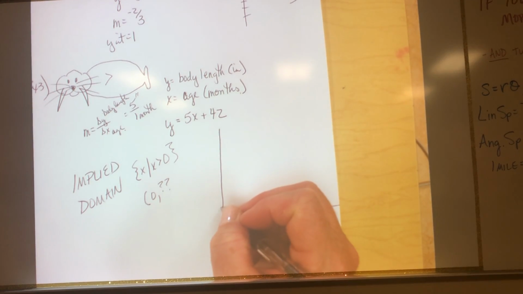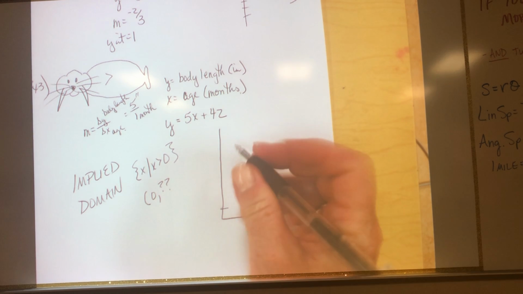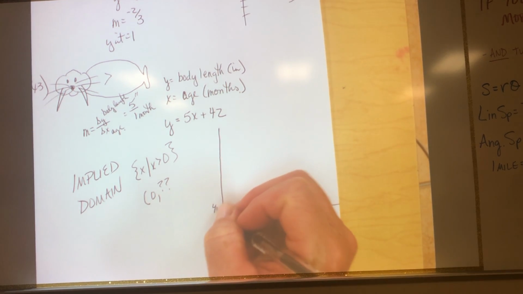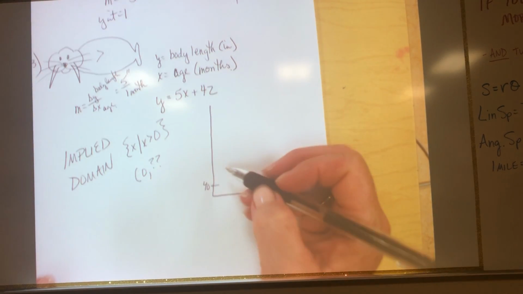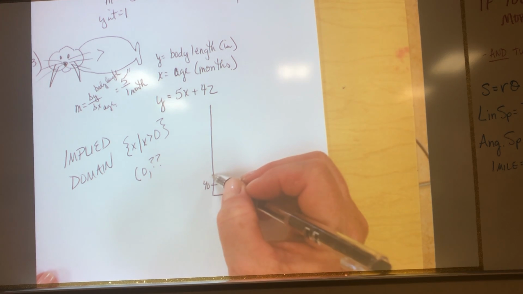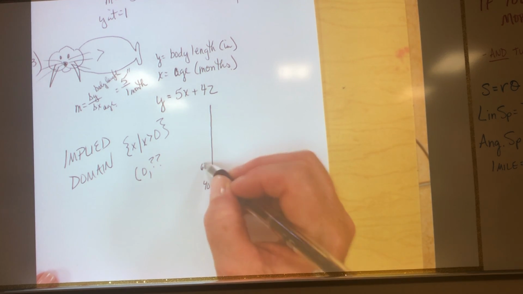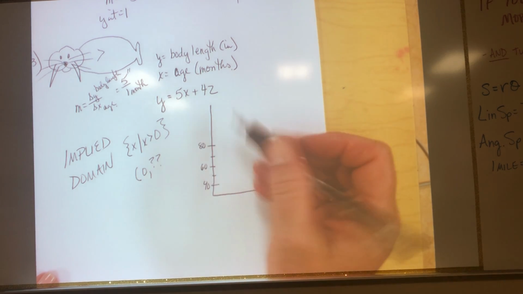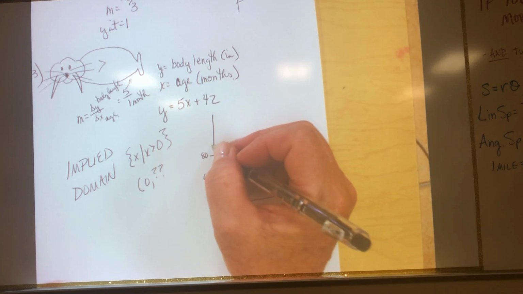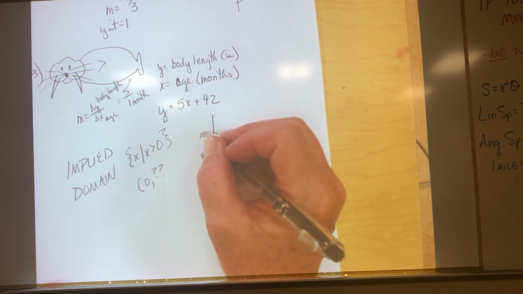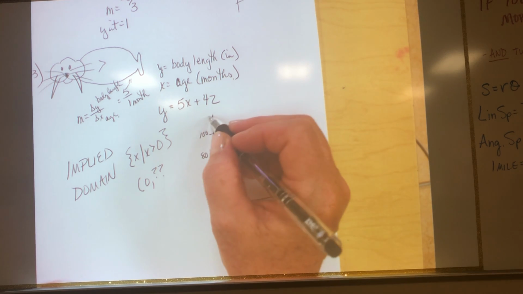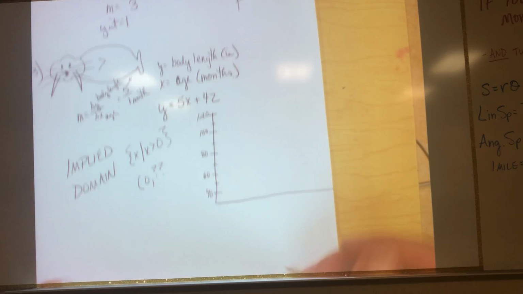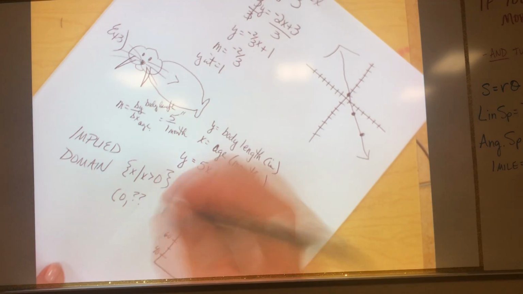So I'm going to start at 40, and watch what I'm going to do, I'm going to cheat just a little bit. I'm going to say that's 50, and this is 60. There's 70, and there's 80. I'm only numbering every other one, so I don't have to write so much. This is 90, and this is 100. This is 110, and this is 120. And this is the body length.